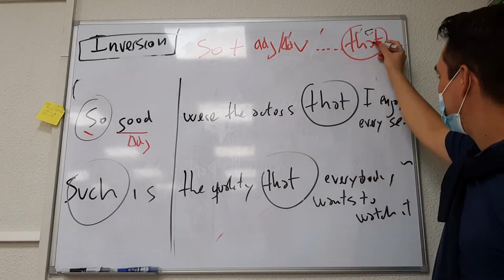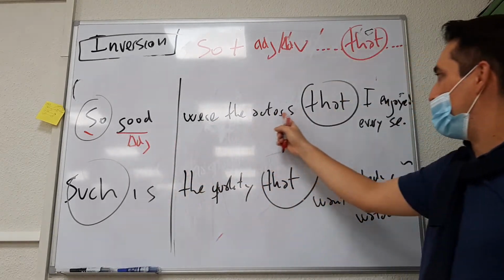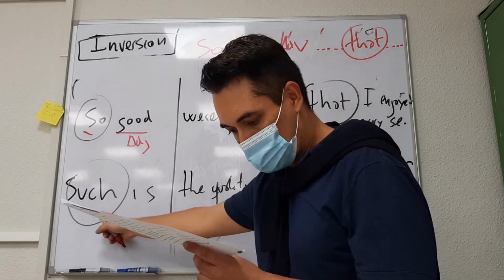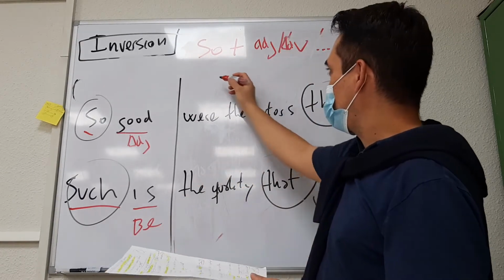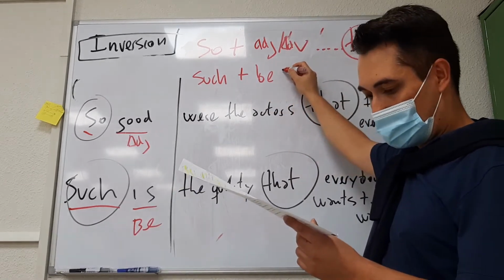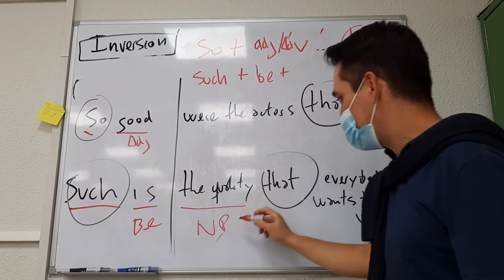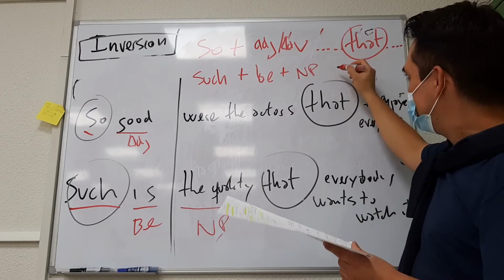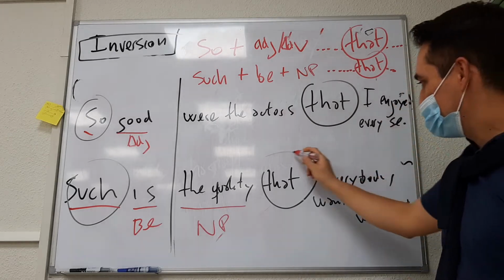Rest of the sentence, yeah. So adjective, that. So good, blah blah blah, that, blah blah blah. In this case, what do we have? Such. Such after such. What is this? The verb to be. So the structure I would say is such plus the verb to be, yeah, plus the quality. I would say noun phrase, yeah, noun phrase, and then blah, blah, blah, that, blah blah blah.